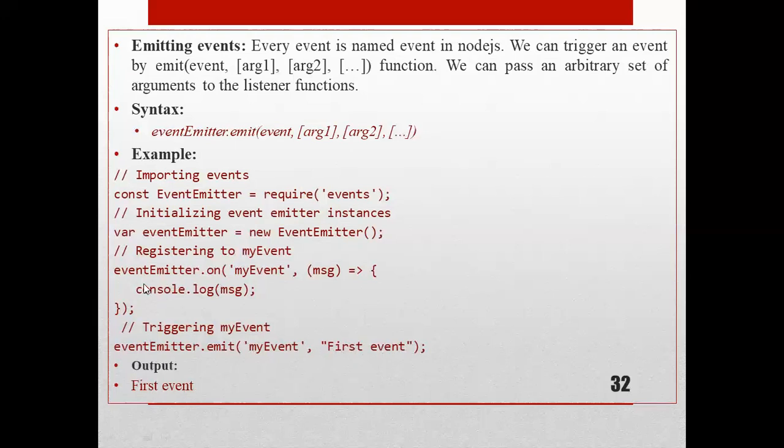So why? Because we are listening to this event, where we have to print the message. So the message in that event is 'first event'. Here we have triggered that event, myEvent comma, then the message.